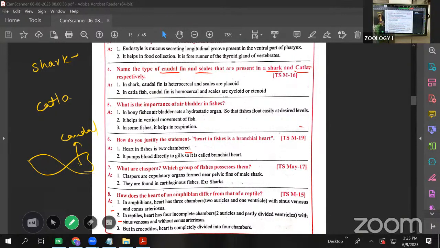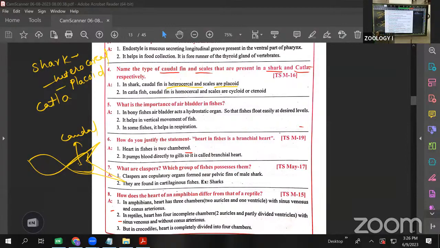The shark is having the heterocercal type of caudal fin, like this. One lobe is smaller and one is larger. Like this it is present. That's why the shark has the heterocercal tail. Which type of scales are present? Placoid scales are present. The caudal fin is heterocercal type, and the scales are placoid scales in the shark.